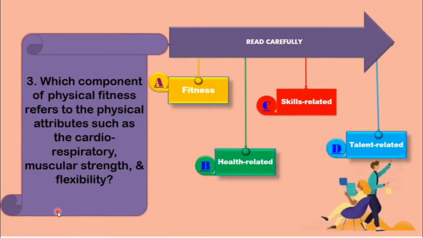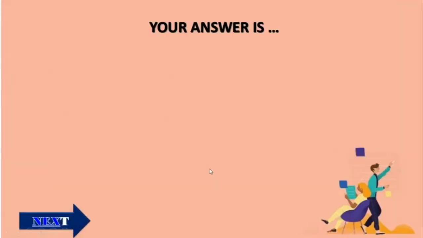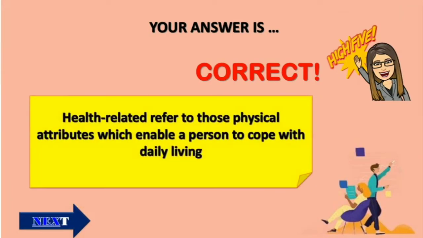Which component of physical fitness refers to physical attributes such as cardiorespiratory endurance, muscular strength, and flexibility? What is your answer? Okay, health related, letter B. I will click letter B, health related. Wait for the result. Your answer is correct. High five for that. Take note, health related refers to those physical attributes which enable a person to cope with daily living. Very good. Now let's proceed to the next.